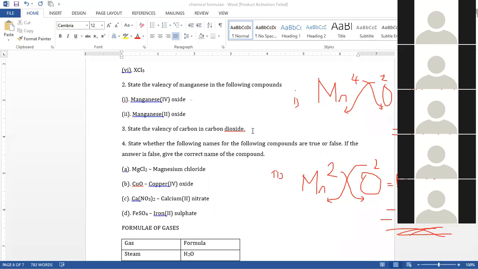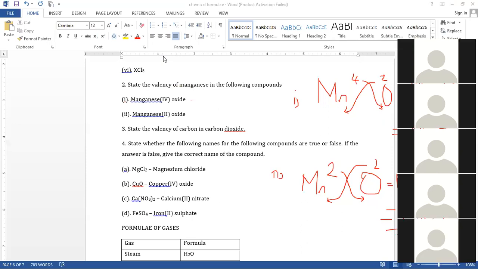Teacher, I was asking, is it the same thing with copper and lead? Yes. Copper 2, that means the valence is 2. Lead 2, that means the valence is 2 for lead. Okay, thank you, teacher. You're welcome.